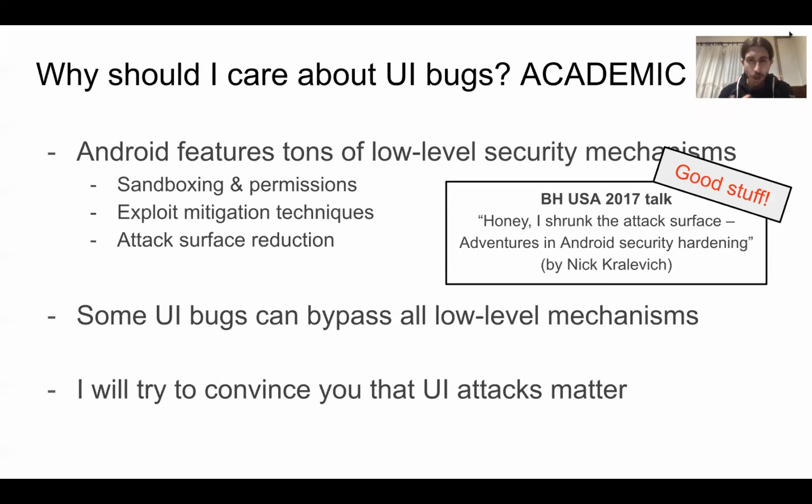Android features a lot of low-level security mechanisms, and in the last 10 years, there have been a lot of improvements from sandboxes, permissions, exploit mitigation techniques, attack surface reduction, and things like this. And a few years ago, there was a talk from Nick, who at that point was the head of, I think, Android security. It was an interesting talk on all the efforts of the Android security team, and it is actually great effort and great work. But it turns out that some bugs of the user interface can actually bypass all these low-level mechanisms. And so in this set of slides, I'm going to try to convince you that these attacks actually matter.